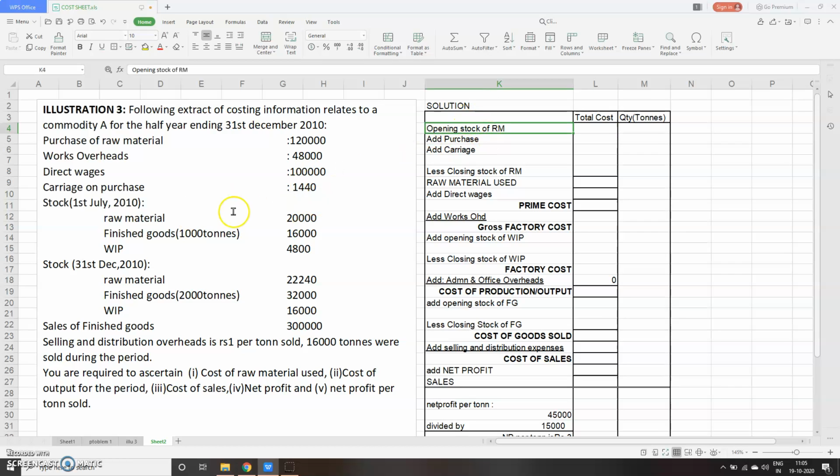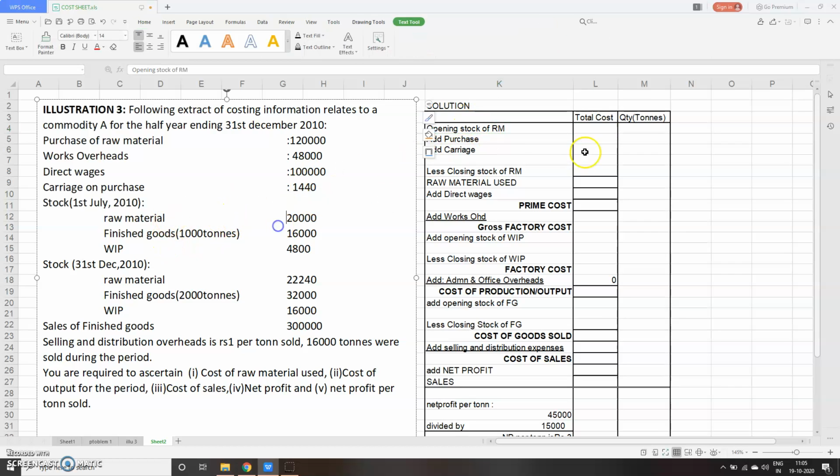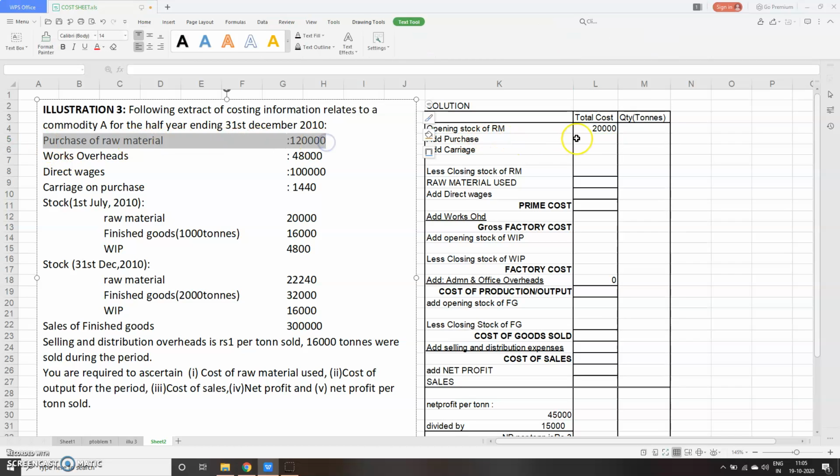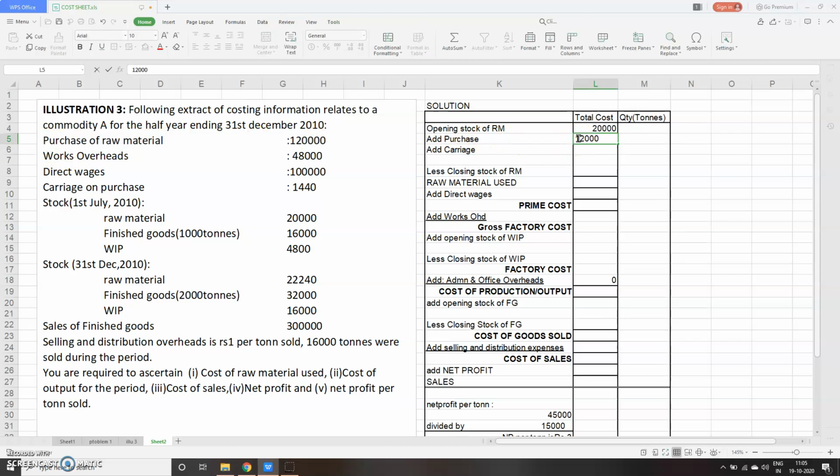So starting is always opening stock of raw material. It is 20,000. Then purchase of raw material. How much we purchase? Purchase of raw material is 1,20,000. Then carriage on purchase is 1440. So if you add this all, we will get 1,41,440. Okay, that is the total.